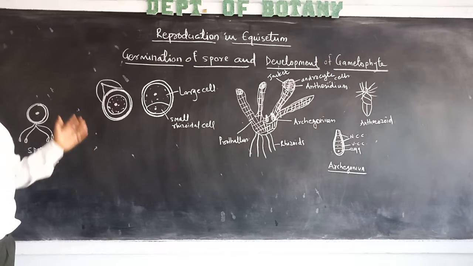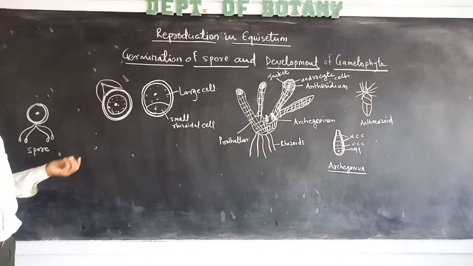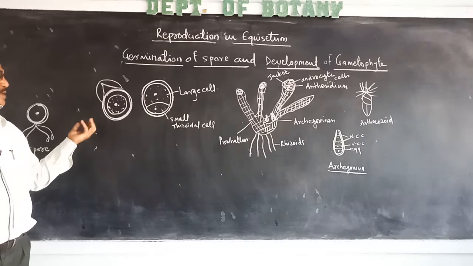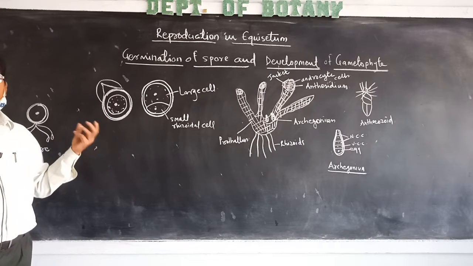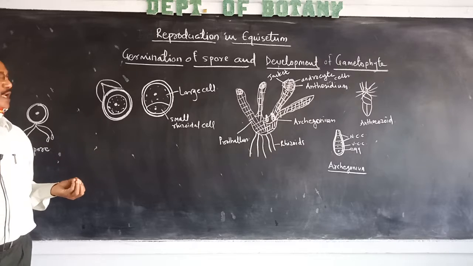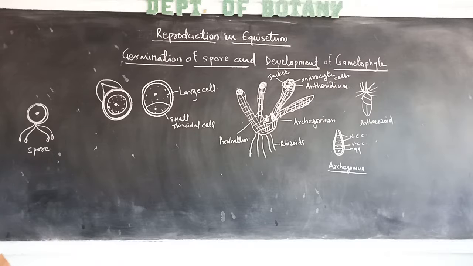Then the exospore and mesospore rupture and endospore remains. This means each spore is a uninucleate structure, and it is the beginning of gametophytic generation.